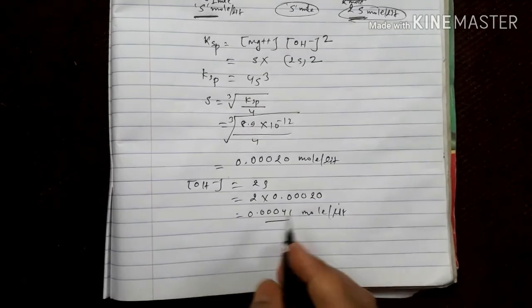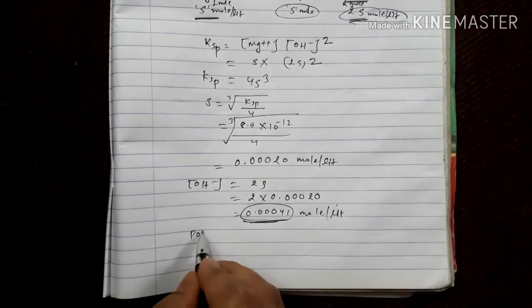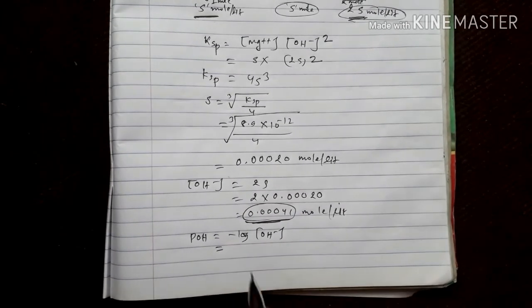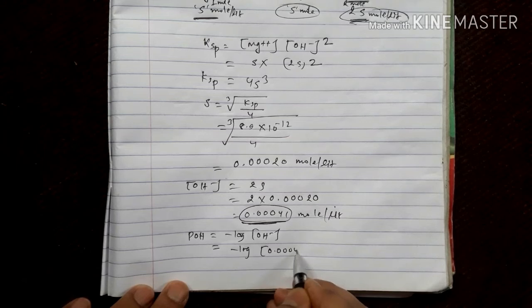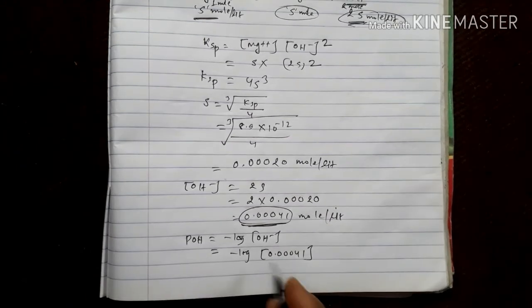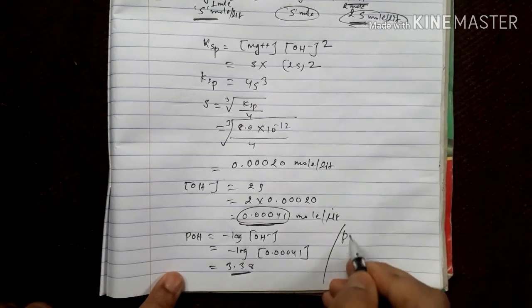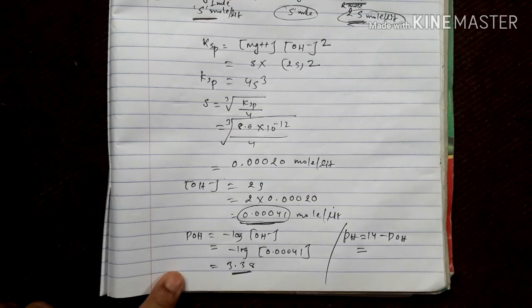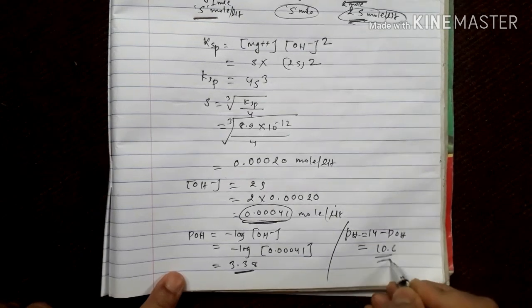In comparison to the OH from water, it is very high. That's why pOH will be minus log of hydroxide ion concentration. Minus log 0.00041, the value will be 3.38. Hence, pH is 14 minus pOH, and the value is 10.6 pH.